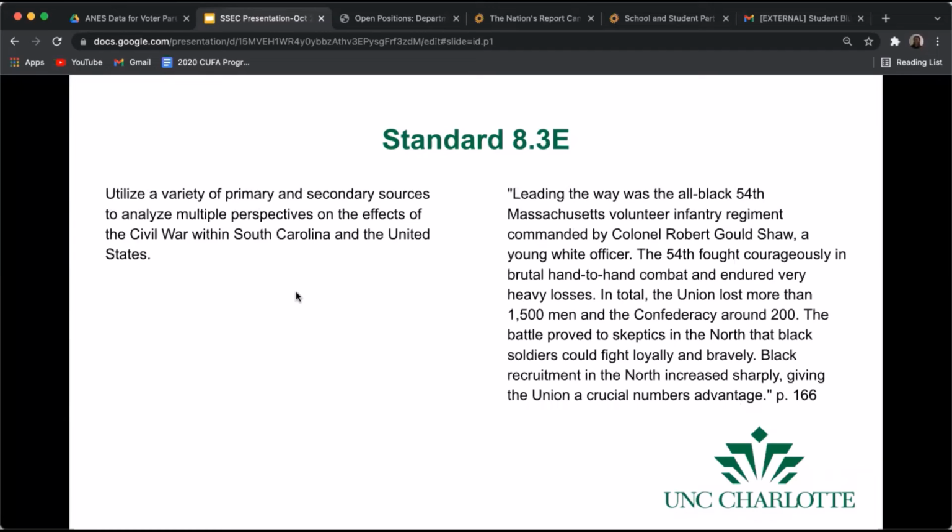The next one was standard 8.3.E, which is utilizing primary sources to analyze multiple perspectives of the effects of the Civil War in South Carolina. We found an excerpt where they talk about the 54th Infantry in Massachusetts, which was an all Black infantry. So we aligned that with the theme of power struggle and resistance. One thing that we noticed within it that we thought was very interesting is that they emphasized Colonel Shaw as being a young white officer.